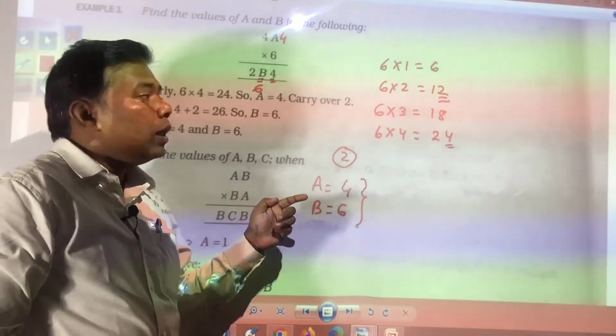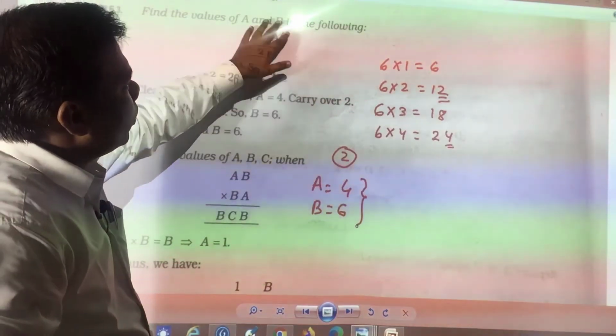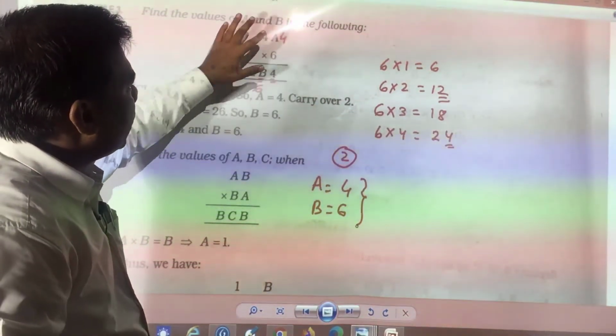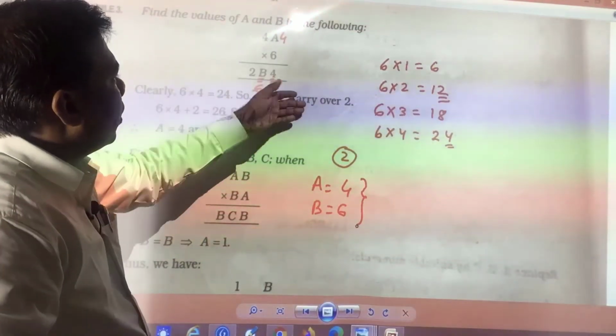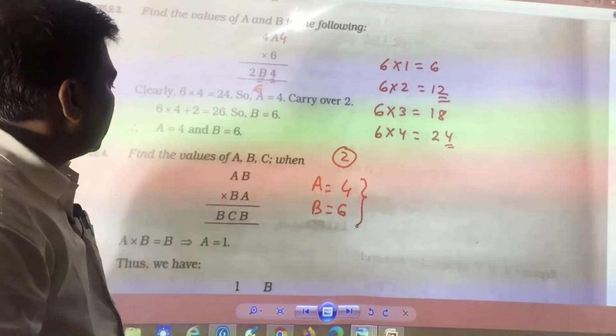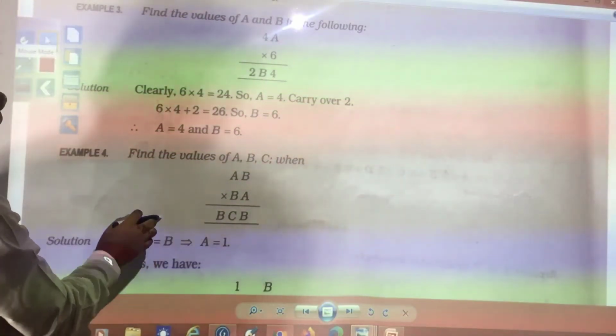So, in this way you need to know what suitable value we will put, what suitable numeral we will put in place of A, B, C, D, whatever is there. So, that we will get the exact number or exact sum, either that is addition, subtraction or multiplication, division.